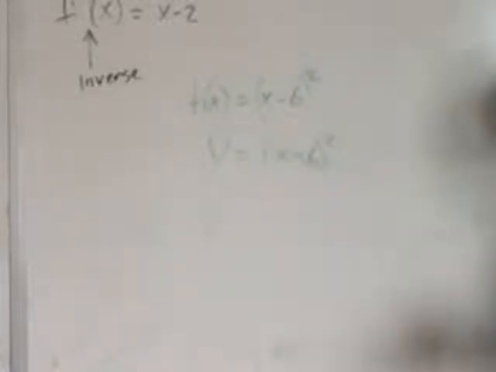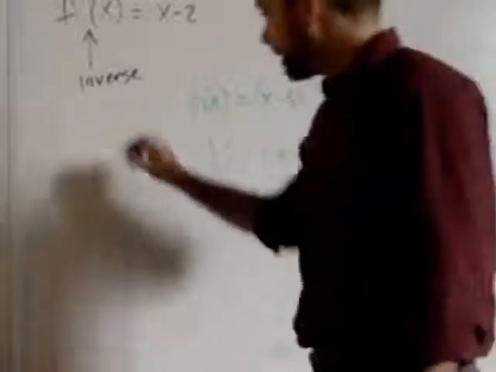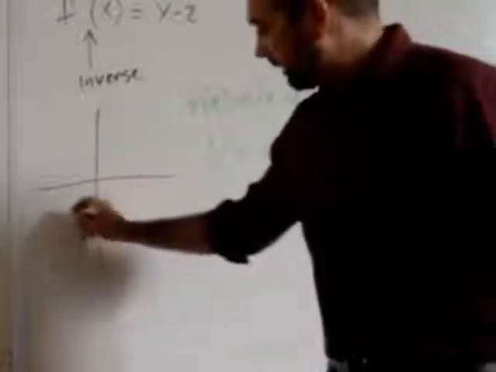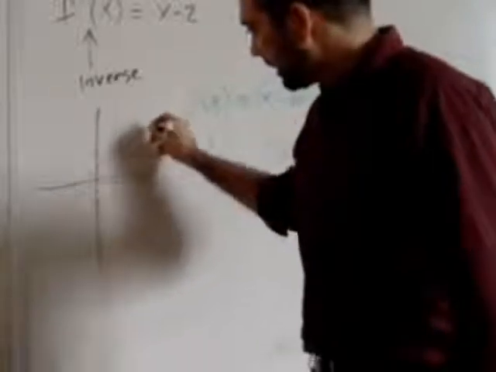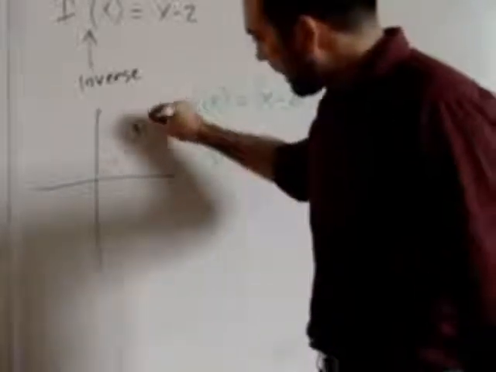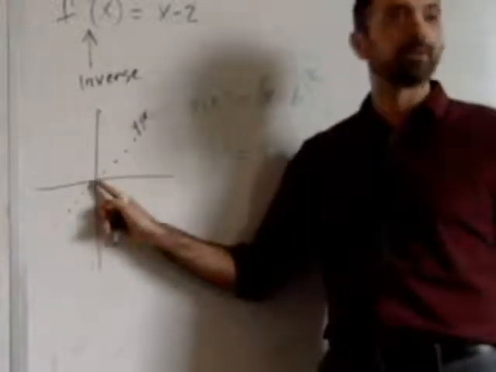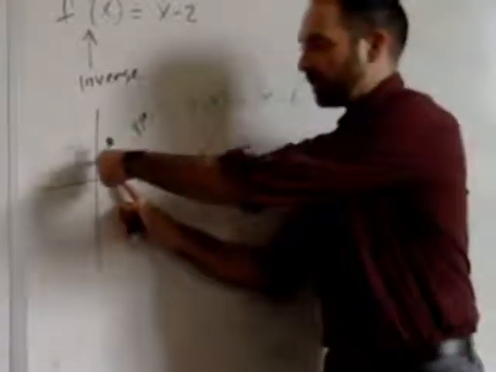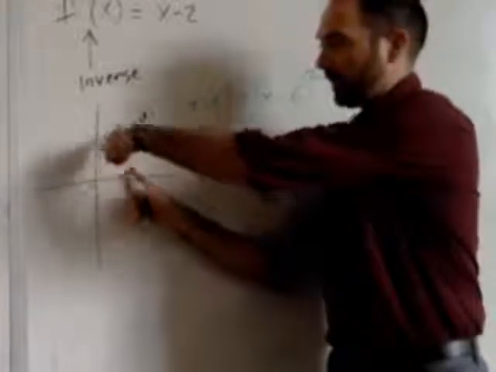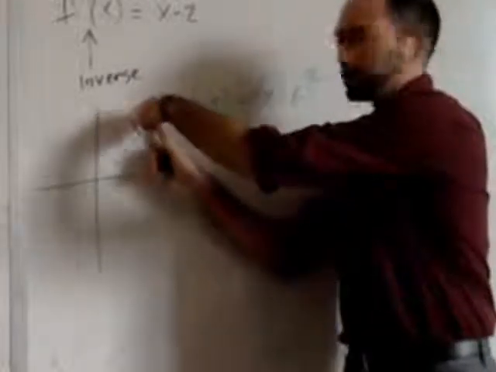Just switch them, right? The reason why we're switching it, if you're curious, is that the inverse, if you go on to pre-calc next year, is all about this line, x equal to y. So at 0, 0, x is equal to y. At 1, 1, x equal to y. At 2, 2, x equal to y. At 3, 3, x equal to y.